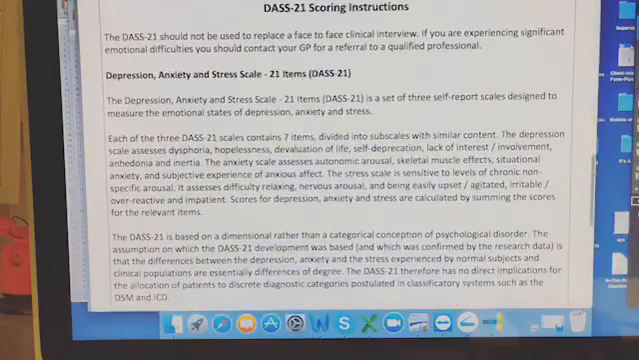in terms of your functioning. So it's not going to be used to diagnose anxiety or depression.